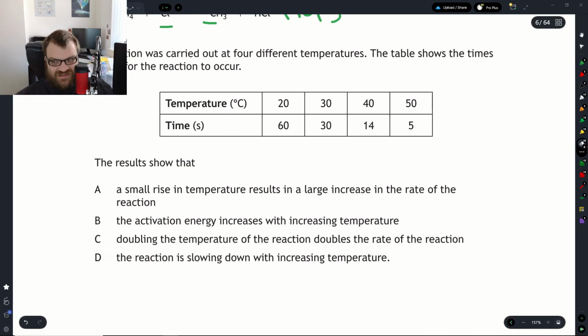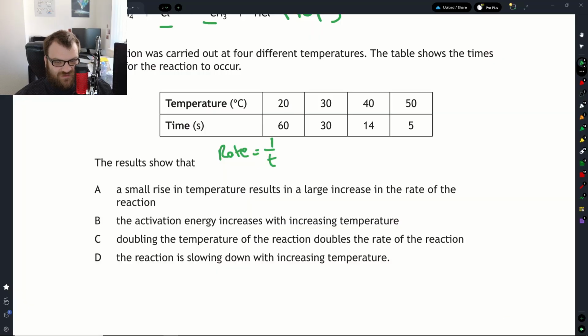For question 16, it's asking us about rates of reaction. One thing we could do is turn our times into rates, and rate is going to equal 1 over time. The other way we could approach it is to look at the first statement. A says that if you do a small increase in temperature, you get a large increase in the rate. If you halve the time, that means that you've doubled the rate of reaction. This means that A is looking good to be the correct answer. Activation energy increases with increase in temperature is incorrect. If the question was talking about kinetic energy instead of activation energy, that would have been true.